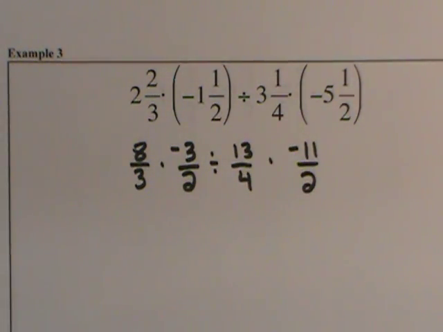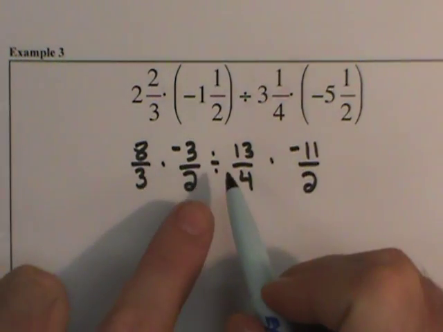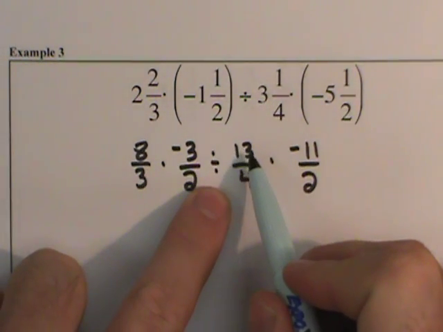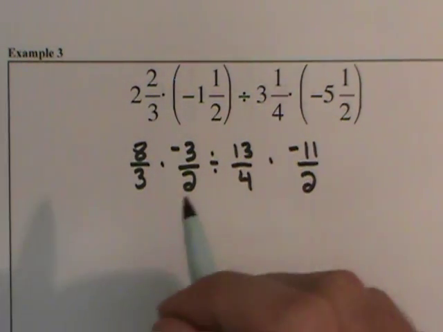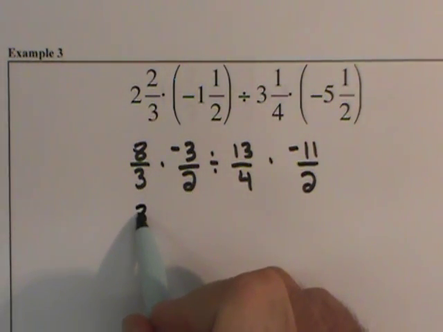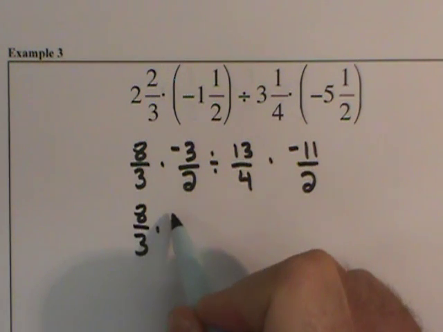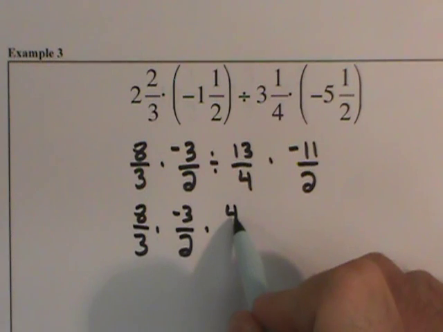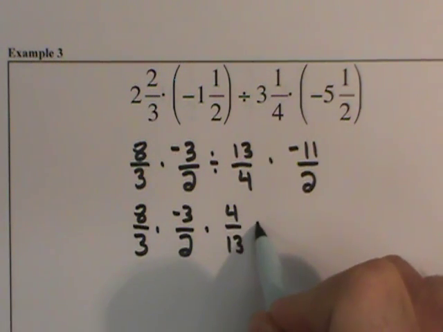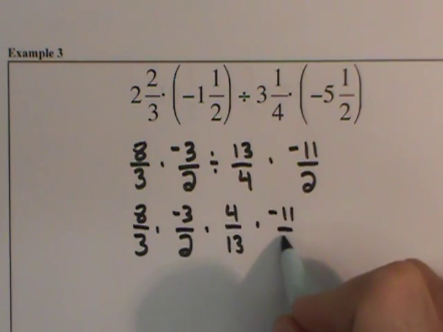The next step is to go through here and take the reciprocal of any divisors. In other words, when you see a division sign, the number that immediately follows it needs to have a reciprocal replacing it. And so I'll say 8/3 times negative 3/2 times 4/13 times negative 11/2.